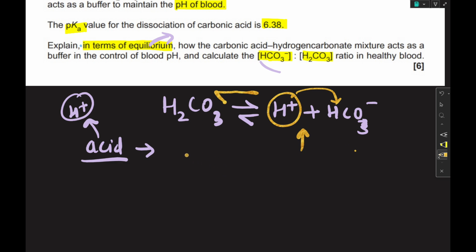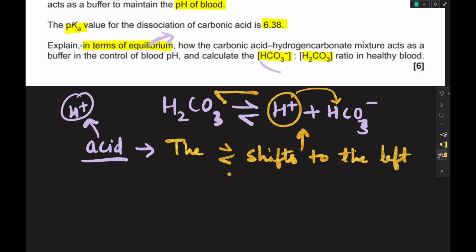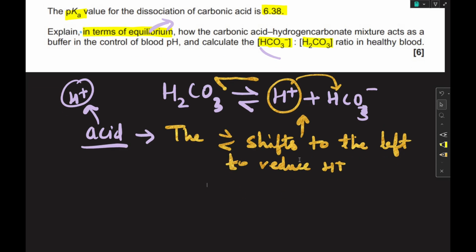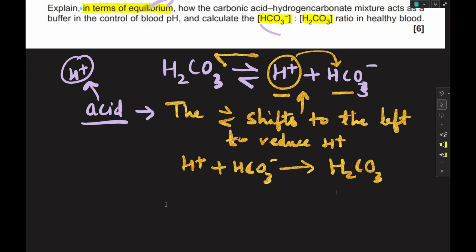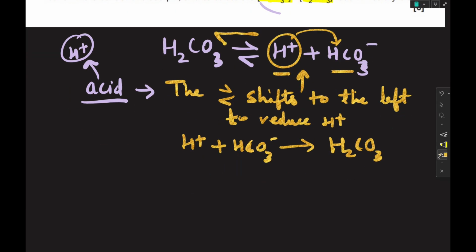So then you will write your explanation that if acid is added, the equilibrium, the wording has to be very precise to gain the mark, the equilibrium shifts to the left. Why? To reduce H plus. And to reduce H plus, you then write the equation of what is happening. H plus will combine with HCO3 minus, making H2CO3 as your product. And this is how H plus ions are reduced, and you're telling your examiner that.